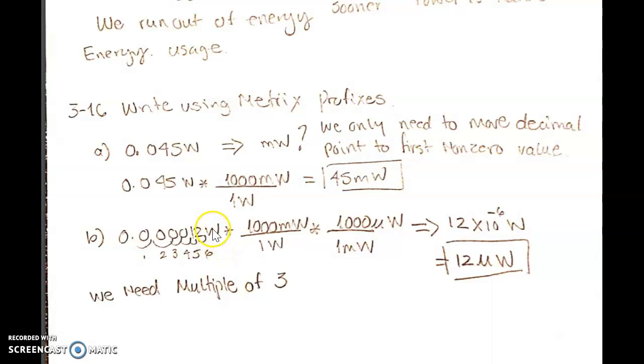So I said 1 watt is equivalent to 1000 milliwatts. 1 milliwatt is equivalent to 1000 microwatts. So I get 12 times 10 to the negative 6 watts, which is equivalent to 12 microwatts. We need multiples of 3 for engineering notation, which is what we have for metric prefixes. All these micro, milli, kilo, mega, giga are engineering metric prefixes, multiples of 3.